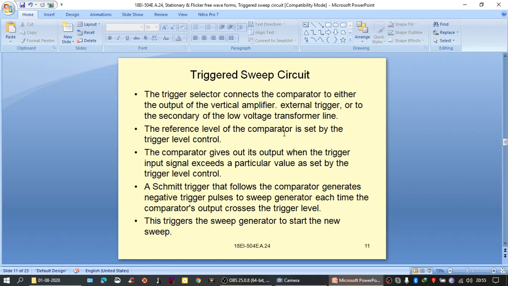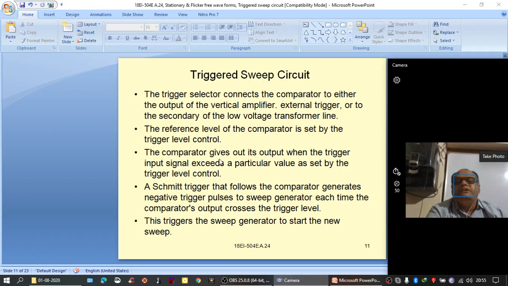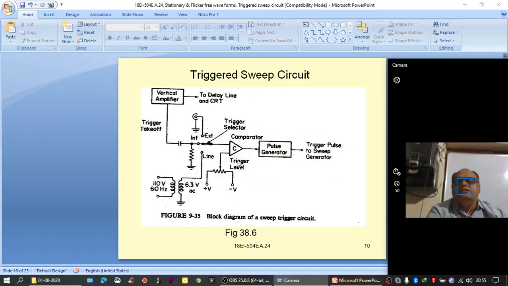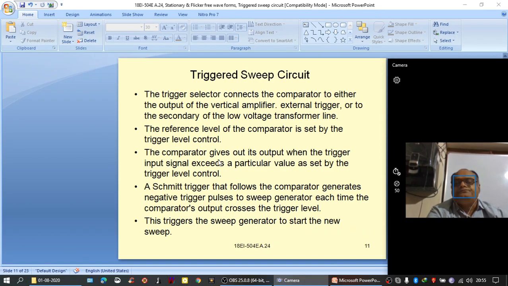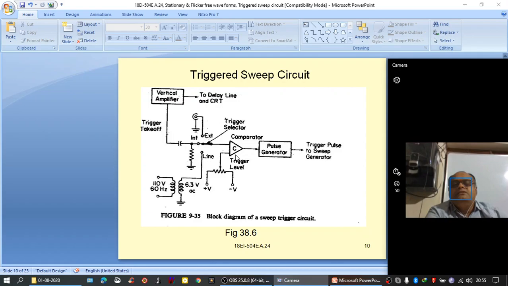The reference level of the comparator is set by the trigger level. This is the one which is used to produce the reference level to the comparator. The comparator gives out its output when the trigger input signal exceeds a particular value as set by the trigger level control. Here a certain value is there, say some V1. If the voltage here exceeds V1, the output will change to one position. If this voltage is less than V1, the output would be in another position.